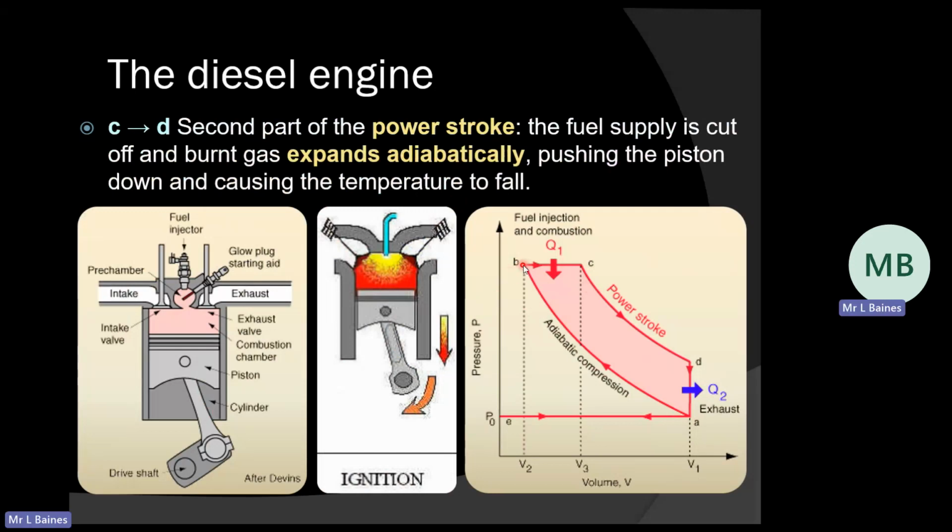After that initial rapid expansion, I then have the rest of my power stroke where the volume increases and my pressure drops. After that ignition section, it's going to be expanding adiabatically, moving down from C to D. You can see the volume increasing and my pressure dropping, just like in a petrol engine. So that part is fairly similar to my petrol engine at that point.